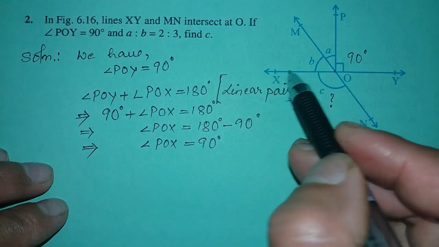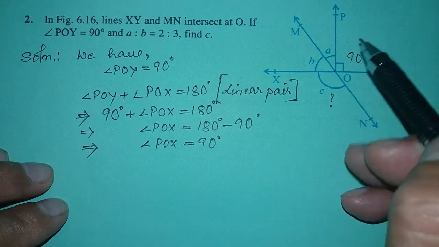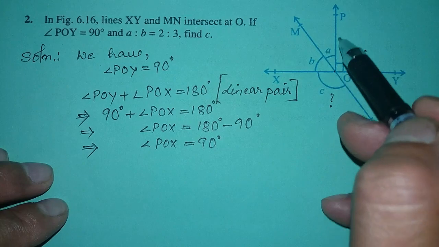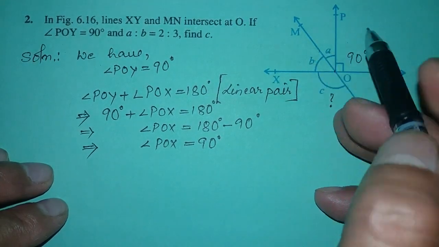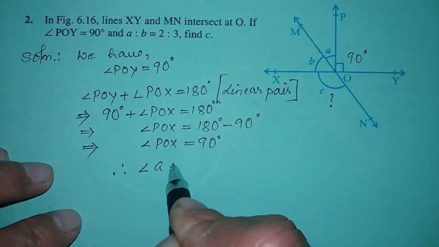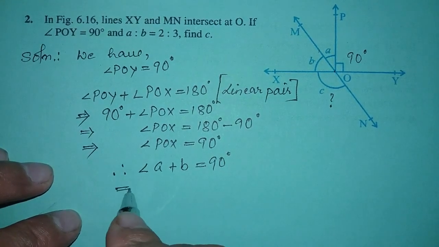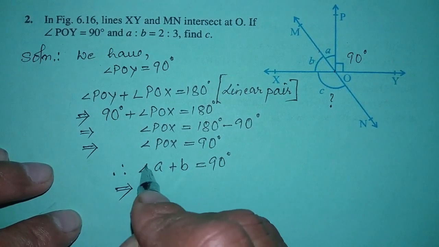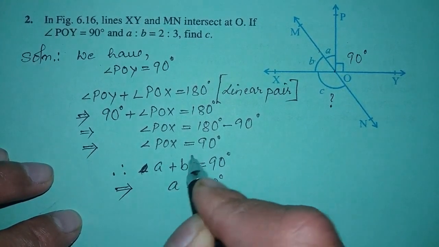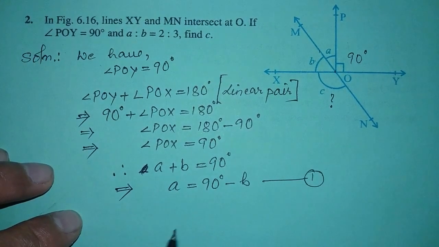Now this POX is made up of two smaller angles, that is POM, which is A, and MOX, which is B. So if you add this A and B, then we get this big one. So A plus B is 90 degree. Therefore you can write here A plus B is equal to 90 degree. Now let's take A is equal to 90 degree, B transposed to the right hand side, so we get here 90 degree minus B.